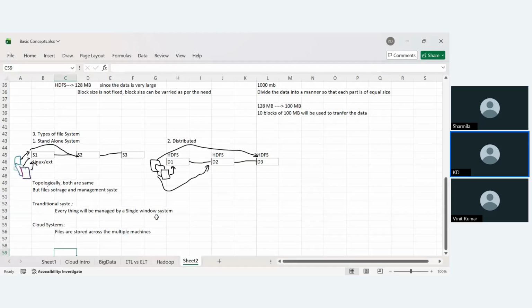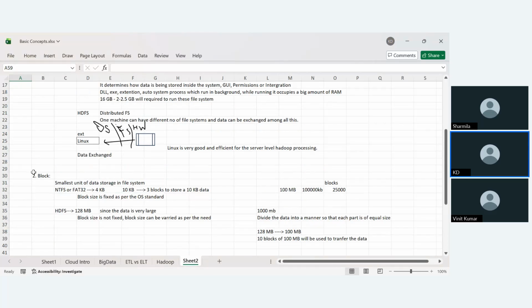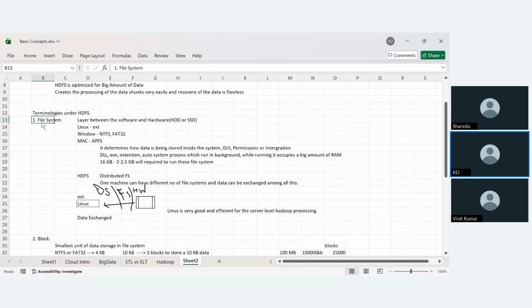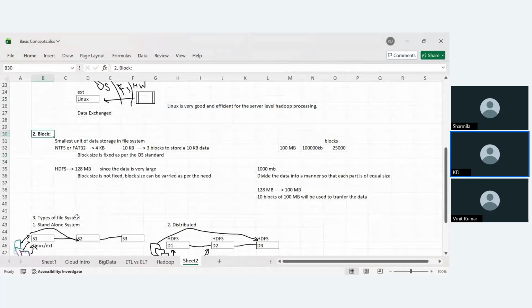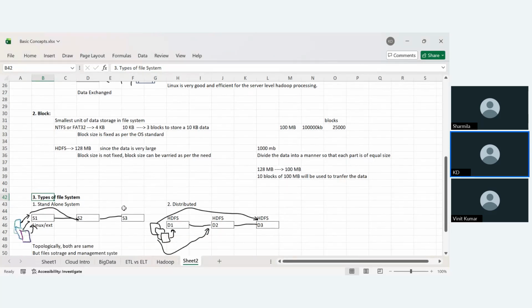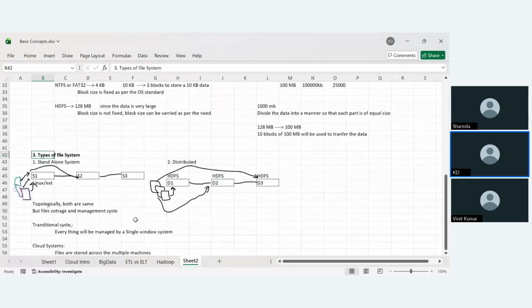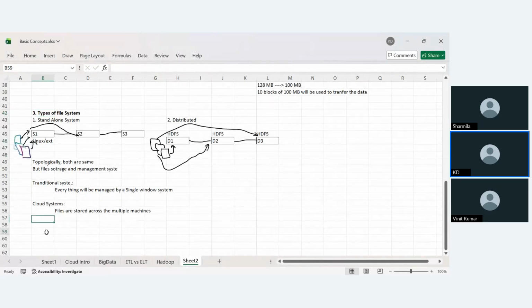Okay, the next thing here, let me highlight. First terminology is file system. Second terminology is block. Third terminology is types of file system, and there are two types, standalone and distributed. And then the fourth is clusters and nodes.